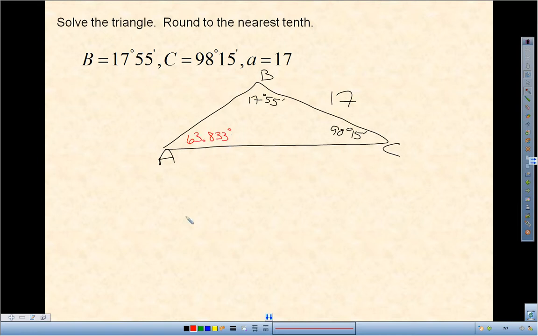63.833 degrees. All right, and so when I match this up, this is side B, this is side C. When I match this up, 17 goes with the 63.833 degrees. B goes with the 70 degrees, 55 minutes. And C goes with the 98 degrees, 15 minutes. So when I set this up to solve it, I'm going to have 17 sine of 63.833 equals B over 17 degrees, 55 minutes. Cross multiply.